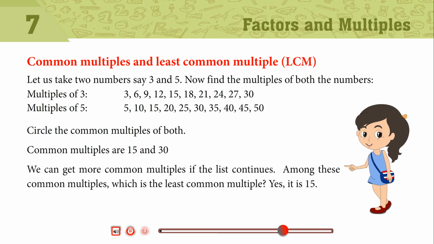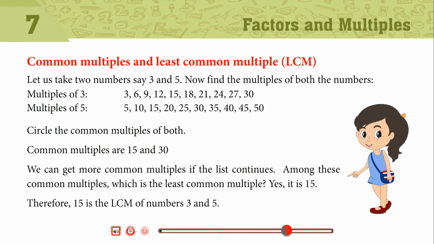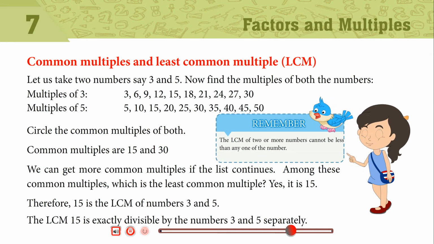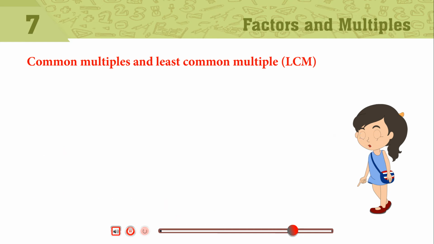We can get more common multiples if the list continues. Among these common multiples, which is the least common multiple? Yes, it is 15. Therefore, 15 is the LCM of numbers 3 and 5. The LCM 15 is exactly divisible by the numbers 3 and 5 separately. Remember, the LCM of two or more numbers cannot be less than any one of the numbers.